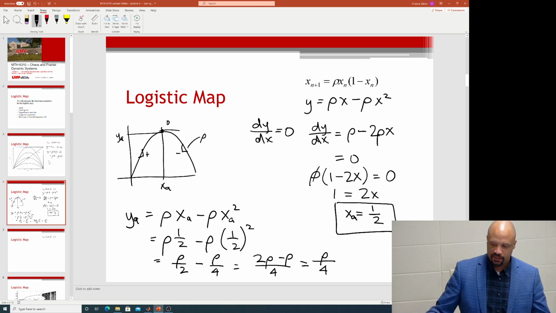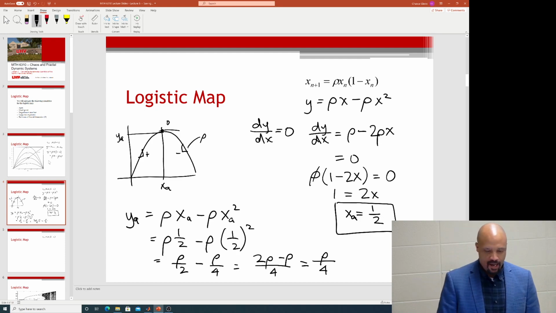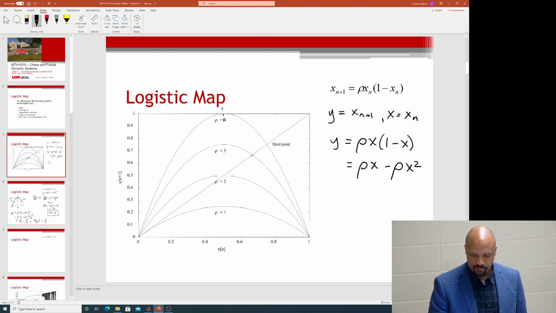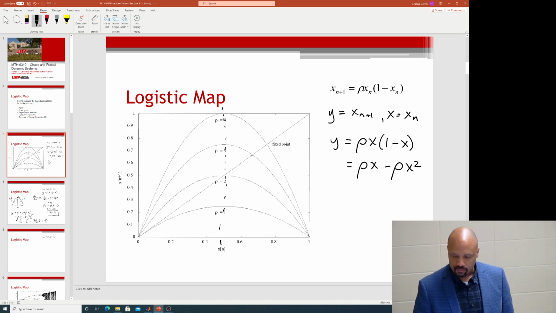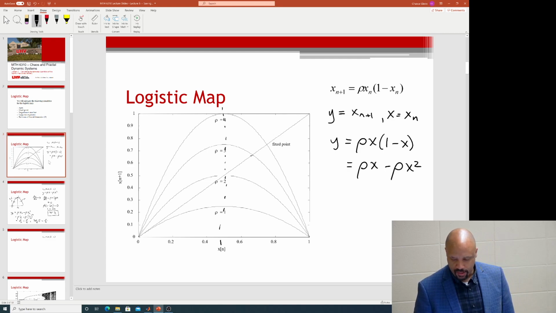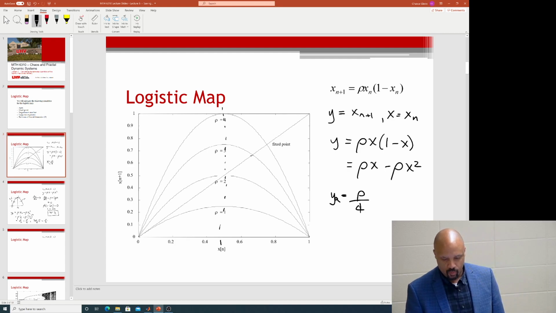Okay, well, let's do our sanity check. We've played with this already, and we can go back here. At these points, we said that the value is that y a equals rho over 4. So we can see very clearly that for rho equals 4.